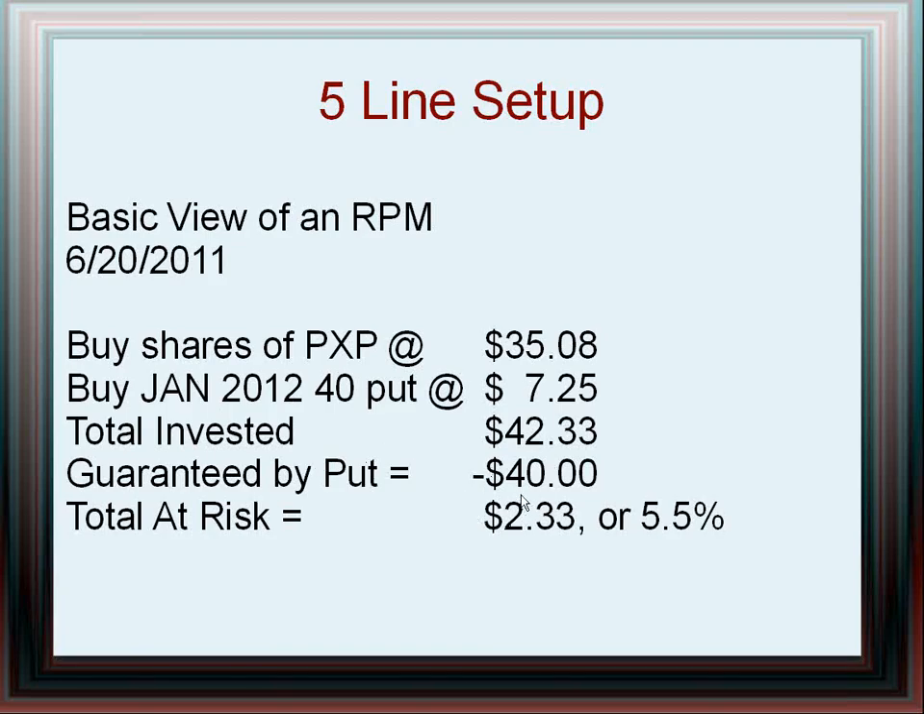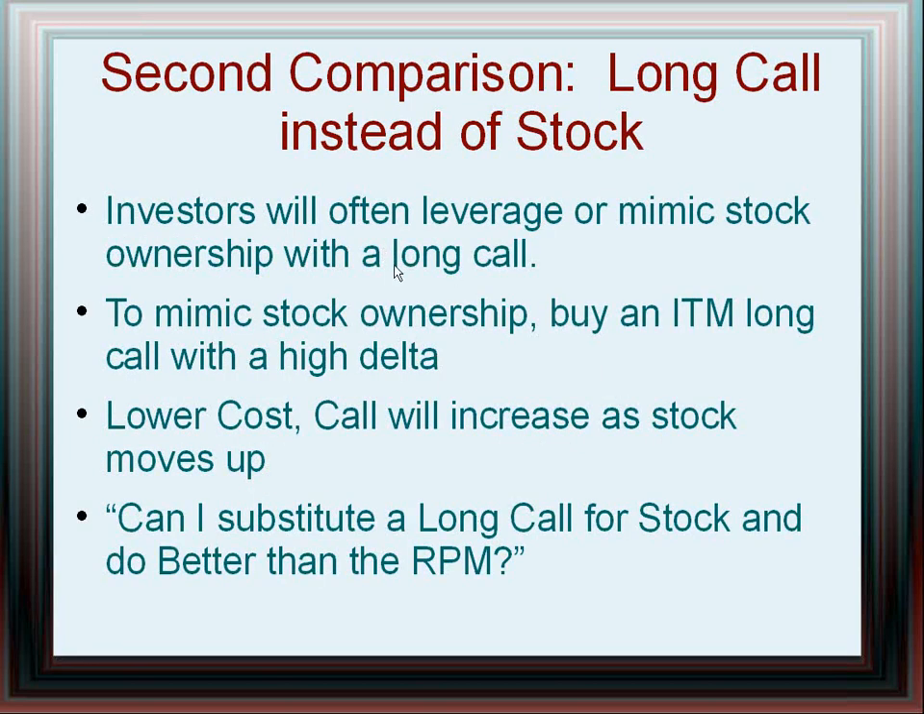We're guaranteed the exit of 40, so our total at risk is $233 or 5.5%. Now, second comparison, a second situation that comes up: why buy the stock? Why not maximize my capital and substitute buying the stock with buying an in-the-money call? So we'll use leverage to mimic stock ownership with a long call.